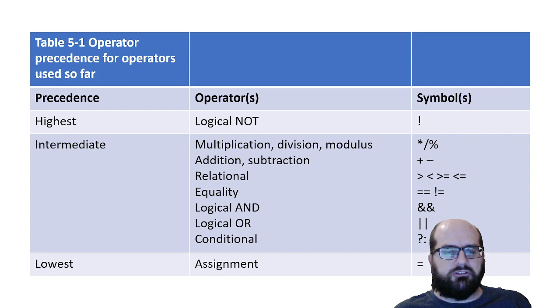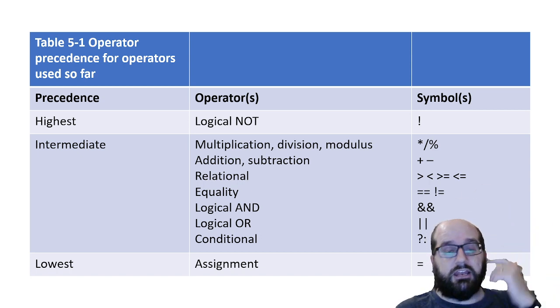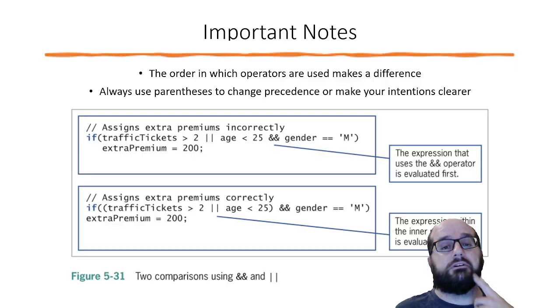So you need to do multiplication, division, and modulus first, then addition and subtraction, then your relational operators, then you do equality, then you do your AND statements, then you do OR, and finally you would do your conditional operator if you're using it. And the lowest is the assignment operator. That's when everything's done on one side and we assign it to a variable.